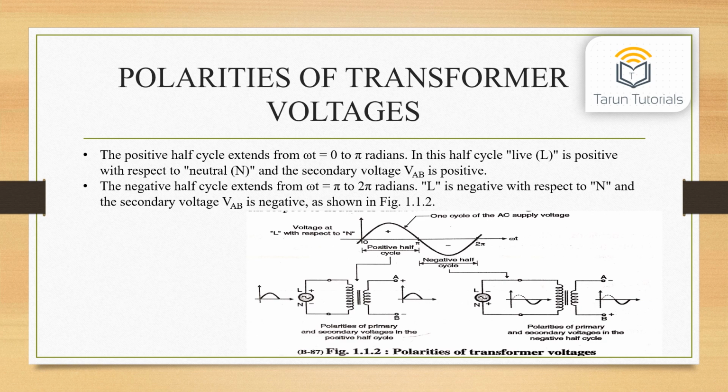The positive half cycle extends from omega t equal to 0 to pi radians. In this half cycle, live is positive with respect to neutral and the secondary voltage VAB is positive. The negative half cycle extends from omega t equal to pi to 2 pi radians. L is negative with respect to N and the secondary voltage VAB is negative as shown in the figure.